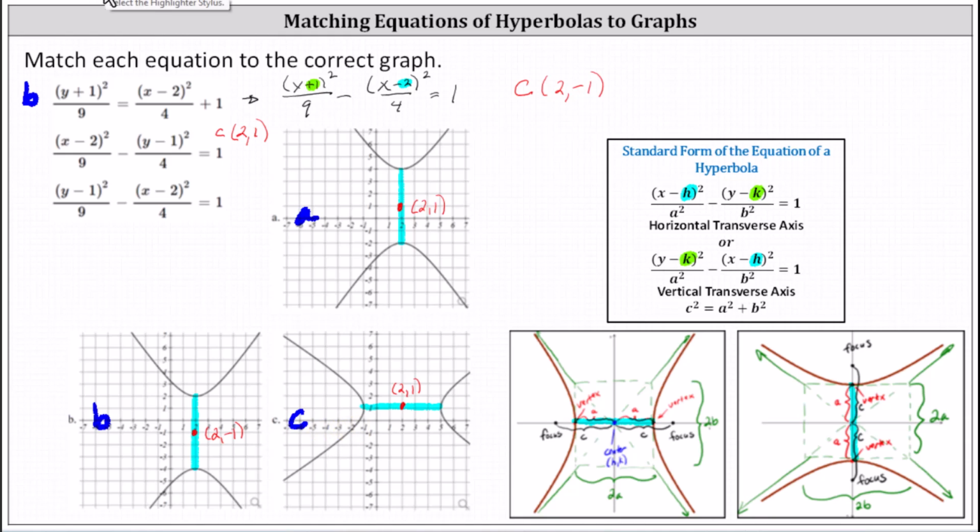The correct graph for equation 2 is C, which of course means the correct graph for the third equation is graph A. But let's go ahead and just verify this. We have the y part minus the x part, which indicates we have a vertical transverse axis, which is true for hyperbola A. And now determining the center, because we have x minus 2, h is positive 2. Because we have y minus 1, k is positive 1. Notice hyperbola A has a vertical transverse axis and a center of 2, 1. The third equation matches with graph A.